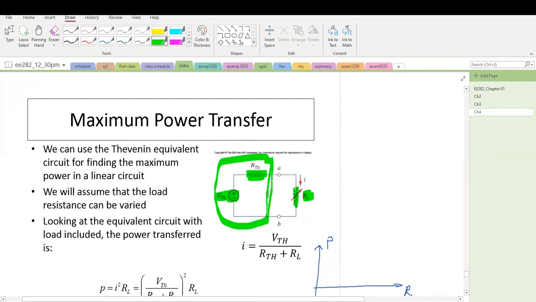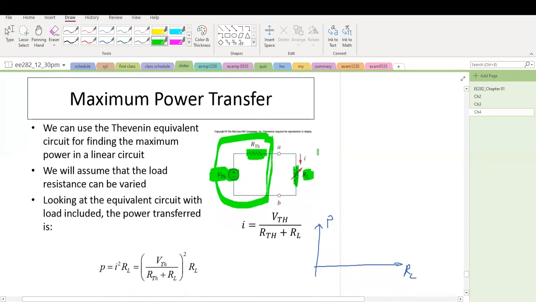We know we can simplify a circuit using Thevenin's theorem, where VTH is in series with RTH here. So now let's look at the power on RL. The current that goes through RL equals VTH divided by RTH plus RL, because these two resistors are in series connection. The power on RL is I squared multiplied by RL. So we plug it in.